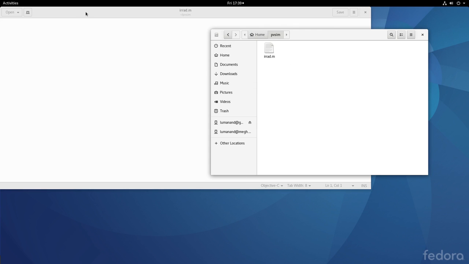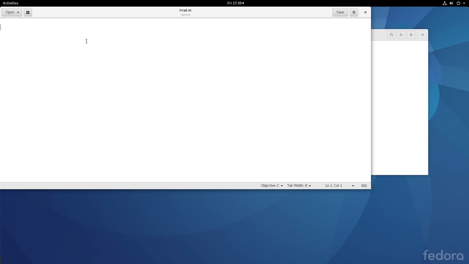I have here a text file, a blank text file. I'm naming it irrad.m, irrad short for irradiation.m. It's an M file. It's a script file which can be executed either in Octave or MATLAB. And then I saved that file in PVSim. It is a scratchpad folder.